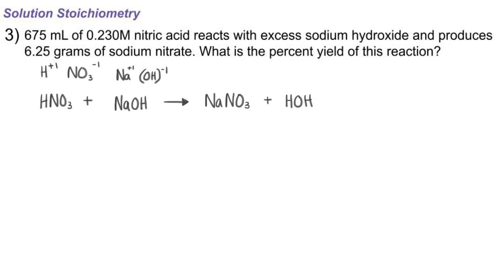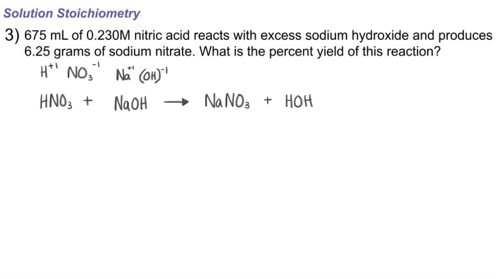But if you take a look, there's actually one hydrogen and one hydroxide on each side. There's one sodium on each side, and one nitrate on each side. And so this is actually already balanced. There are no coefficients needed here. There's just one of each reactant and product. So now we can start tackling the stoichiometry.